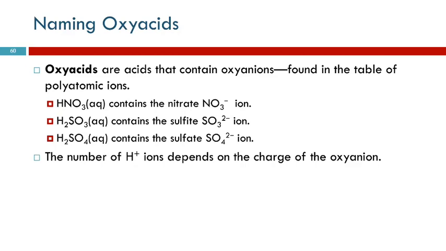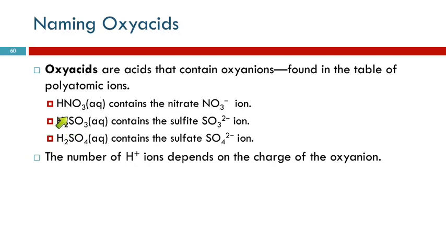So cover up the H and look at what's left. What does that look like? NO3. That's our new friend, nitrate ion. So when this dissolves in water, it forms the nitrate ion and a hydrogen ion. And so the name is based on the name of the anion.